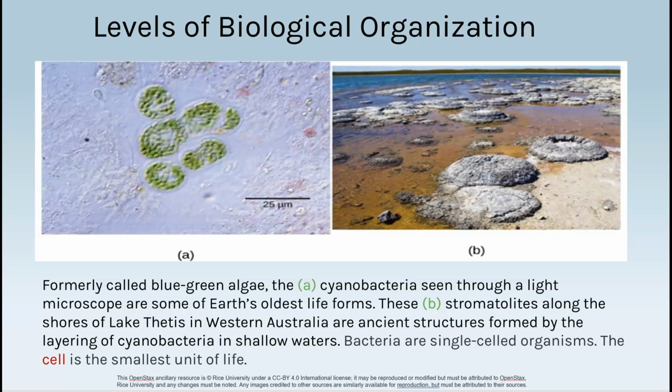So when cyanobacteria became more abundant on the planet, the atmosphere began to accumulate oxygen because the cyanobacteria were releasing it. So that allowed more complex organisms to develop. Once oxygen was in the atmosphere, organisms could make more cellular energy. So they could increase in complexity.